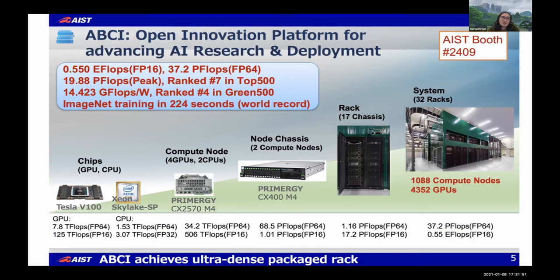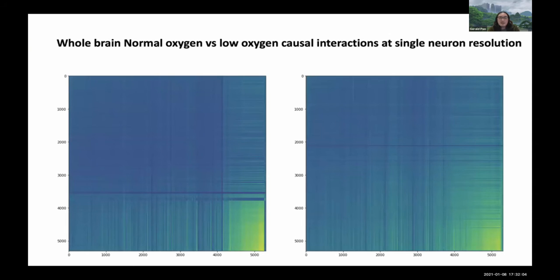Anyway, in order to scale this up, we initially had to use a supercomputer. We used the world's number 7 fastest supercomputer at the time. It was number 7 when we started, now it's number 15. This is the causal relationship of an entire brain at single neural resolution. You can see the left side is the hypoxia one, and the right side is normoxia.